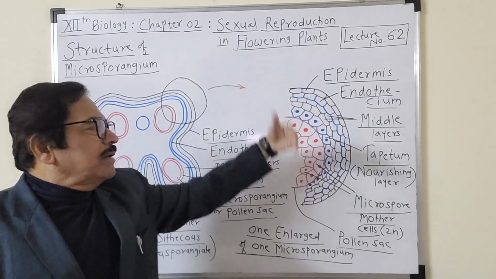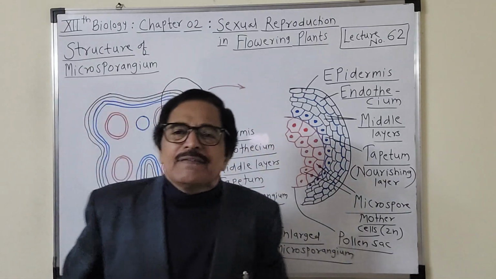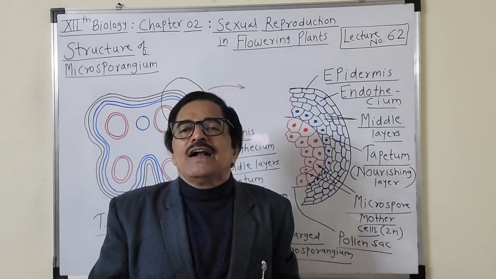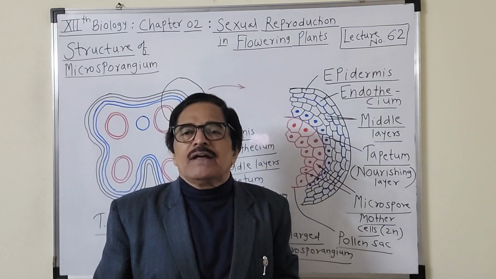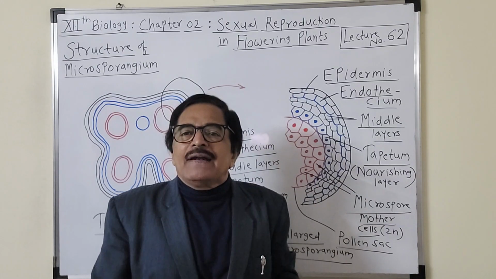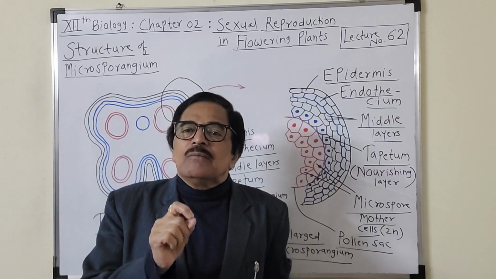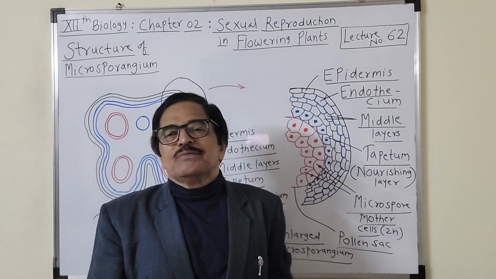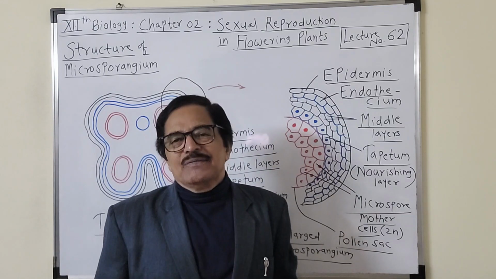Epidermis, endothecium, middle layers, tapetum, all are diploid cells. One more thing regarding the tapetum, it is asked in the NCERT book. The tapetum is that innermost layer, no doubt, but you will find that it has dense cytoplasm and more than one nucleus, multinucleate maybe.